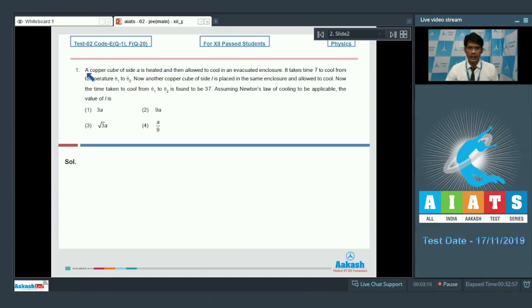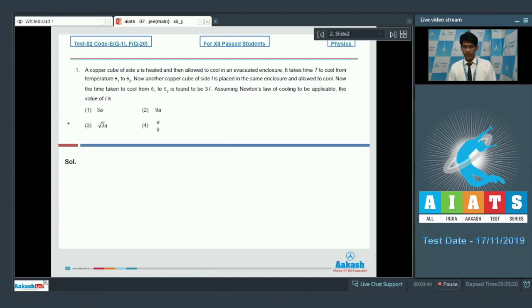Here in question number 1, a copper cube of side A is heated and then allowed to cool in an evacuated enclosure. It takes time t to cool from temperature θ1 to θ2. Now another cube of side L is placed in the same enclosure and allowed to cool. Now the time taken to cool from θ1 to θ2 is found to be 3t. Assuming Newton's law of cooling to be applicable here, the value of L is. We need to find the value of L in terms of A.